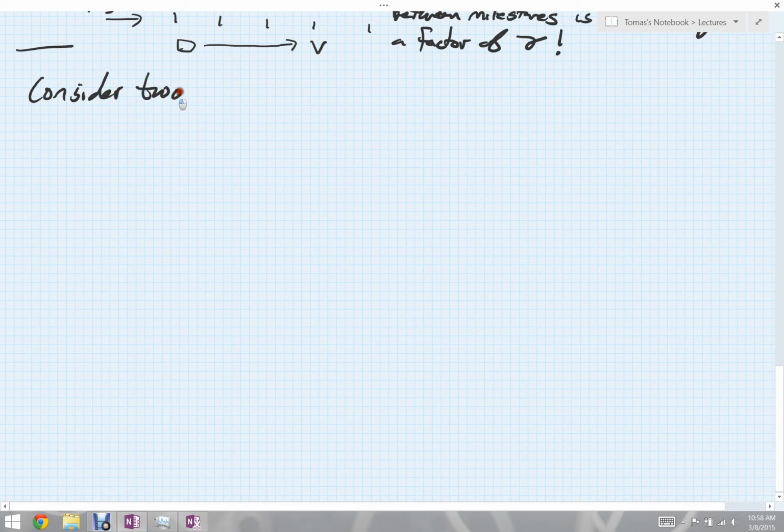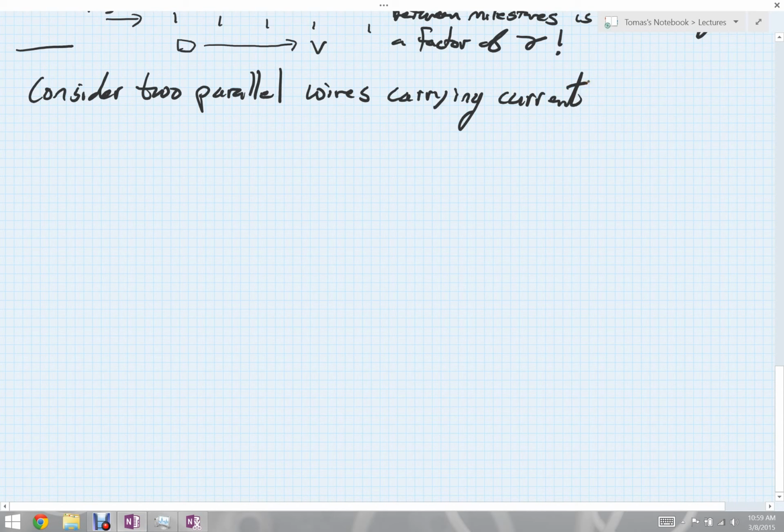two parallel wires carrying a current. And they might both be carrying the same current, I, right? Now we know, microscopically what this means.